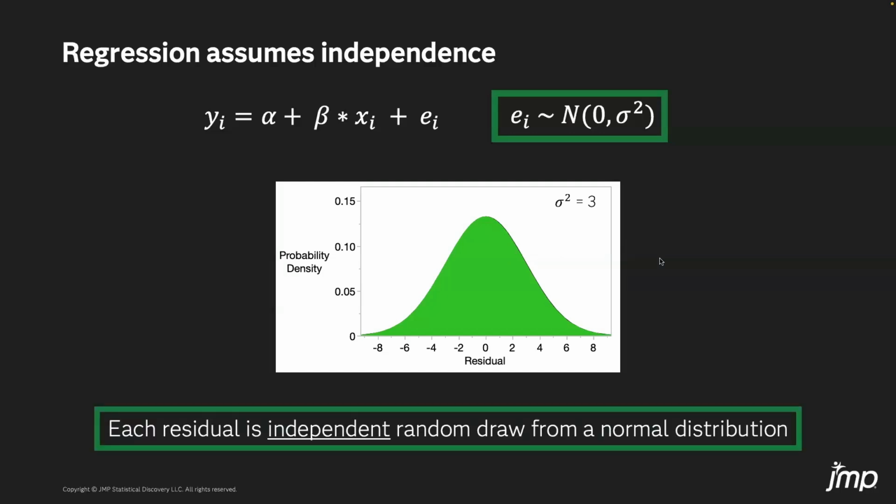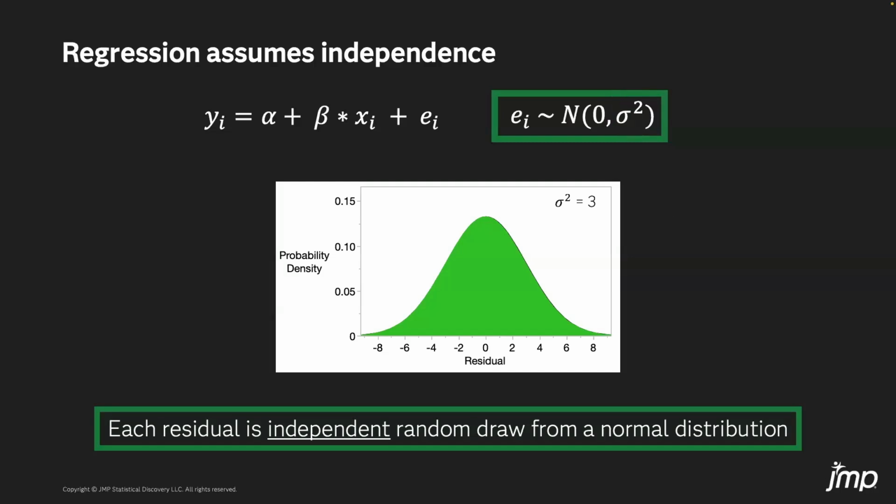Now, the independence assumption then specifically says that each residual is an independent random draw from this distribution. So that is, what you draw for one residual doesn't affect in any way what you're going to draw for any other residual. And this is particularly important because when we make this assumption, that helps us determine what this value is, the variance of this distribution. Or if you take the square root of that, then we're just talking about the standard deviation of the residuals, otherwise known as the root mean squared error, which you may be familiar with.